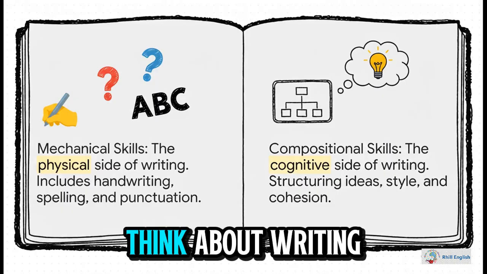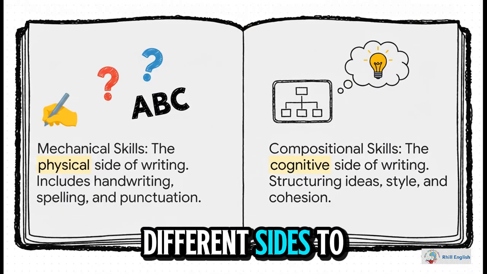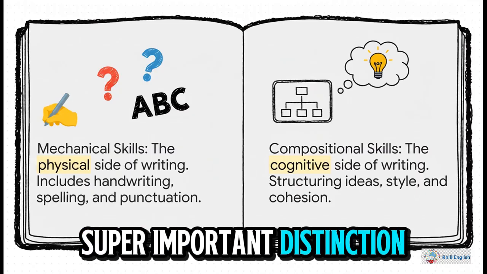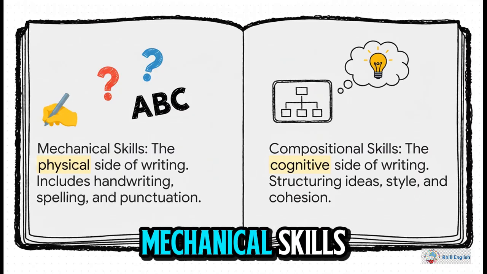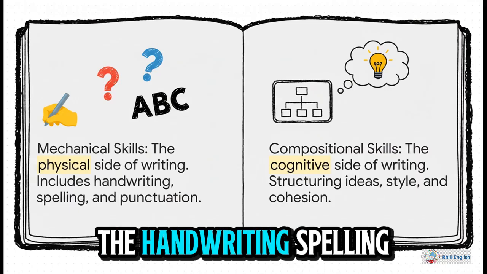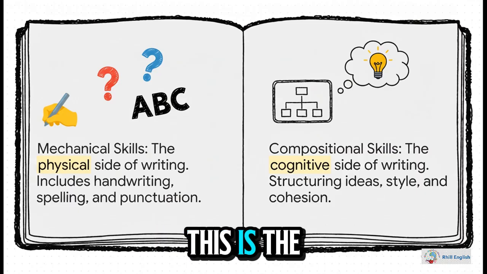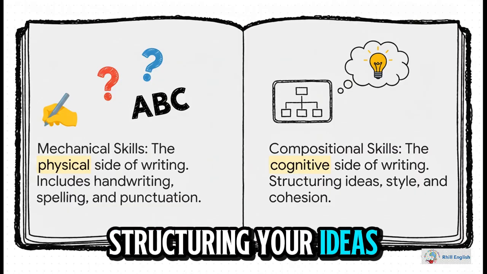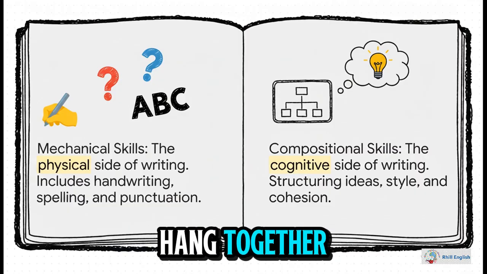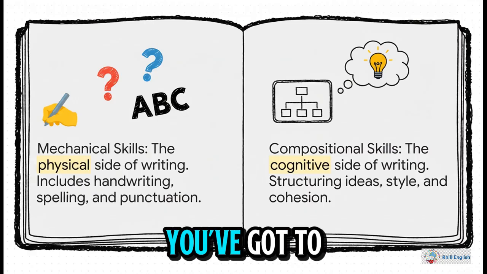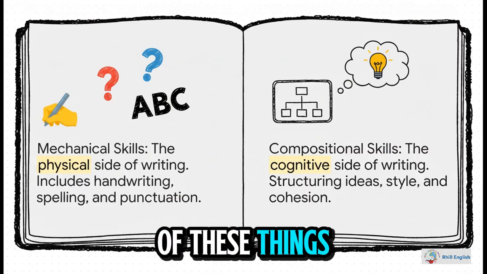Think about writing as having two different sides to it. This is a super important distinction. On one hand, you've got the mechanical skills. This is the nuts and bolts, the handwriting, spelling, punctuation. Then you've got the compositional skills. This is the brain work, right? Structuring your ideas, picking the right style, making it all hang together. To do well on the TKT, you've got to show you get how to teach both of these things.